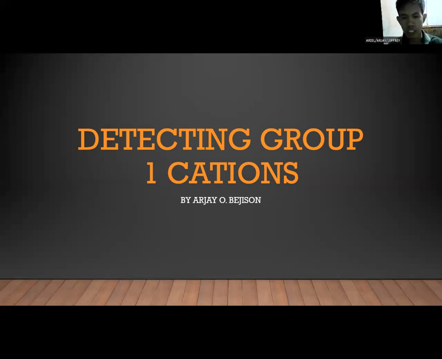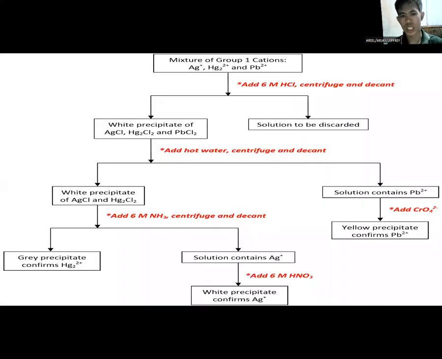Let us see a chart which I retrieved from a website which I will indicate later. This chart or diagram shows the processes that are involved in detecting group 1 ions. So the 3 elements that are involved in group 1 ions are silver, mercury, and lead.